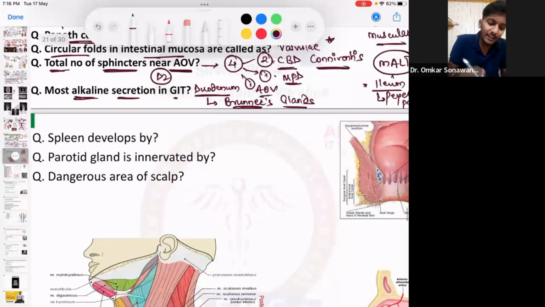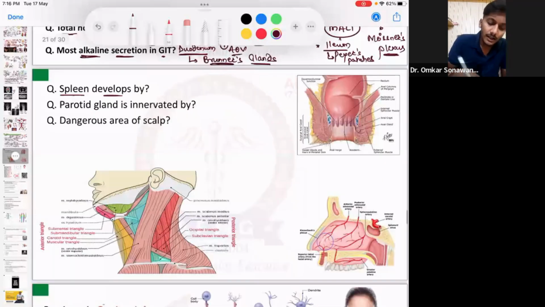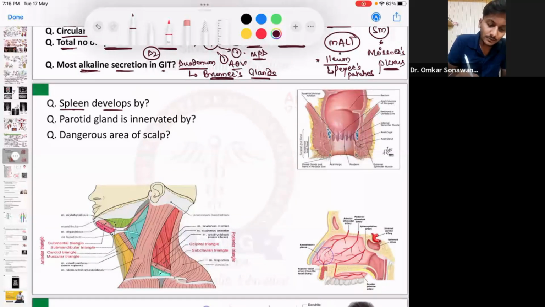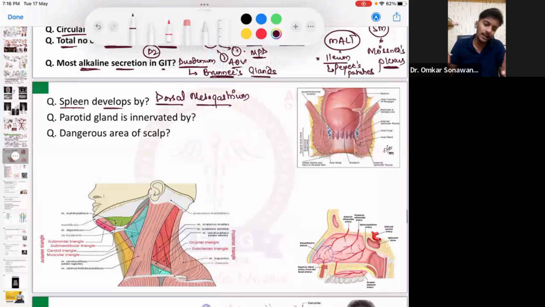Moving further. Spleen develops by... This was an embryology question. The spleen develops from the dorsal mesogastrium. No issues with this. It develops from the dorsal mesogastrium, and the spleen does not form the stomach bed. It is not in posterior relation to the stomach.